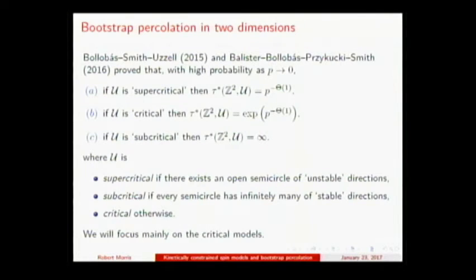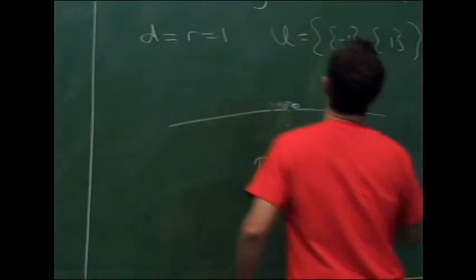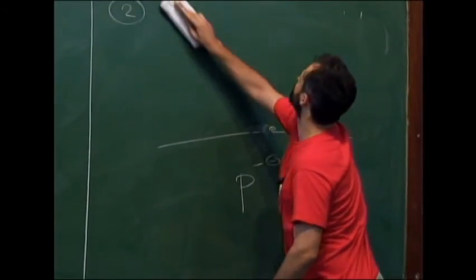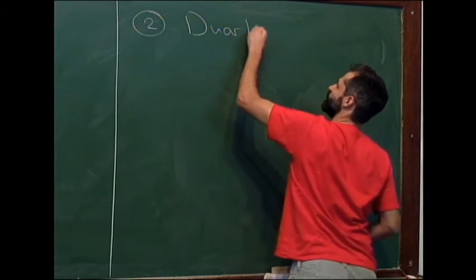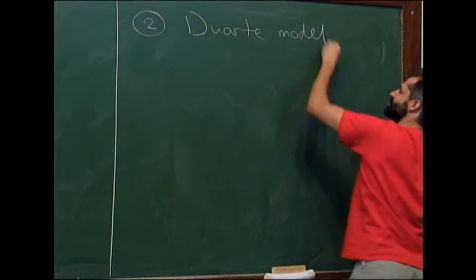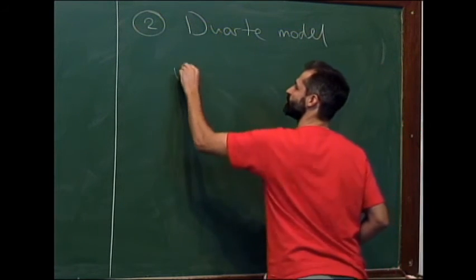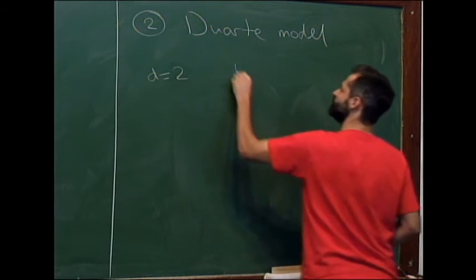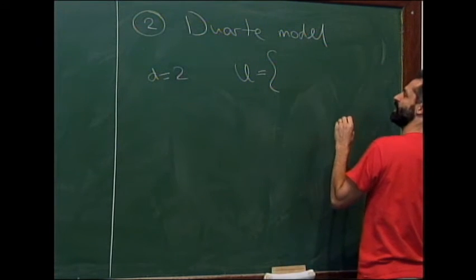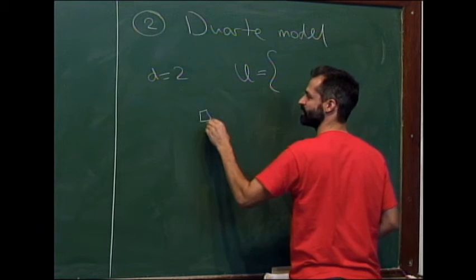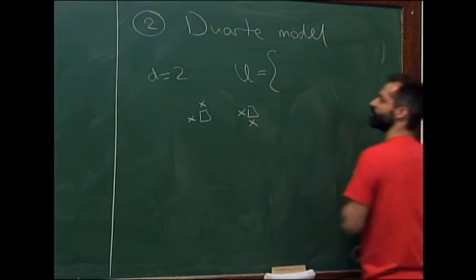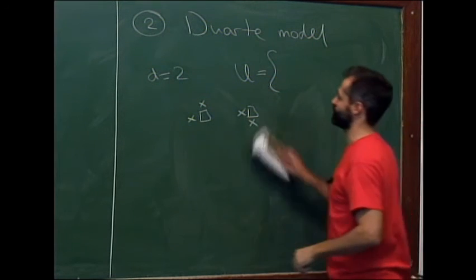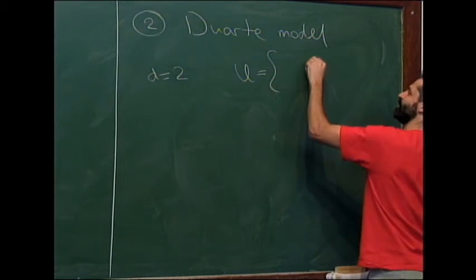Let me give you one more example to think about, which will be important. So the Duarte model has the following rules. It's also d equals 2. U is going to be, so perhaps I could draw it, this one and this one, and this one and this one. So perhaps I'll actually just write it like that. Is that sufficiently obvious what I mean?